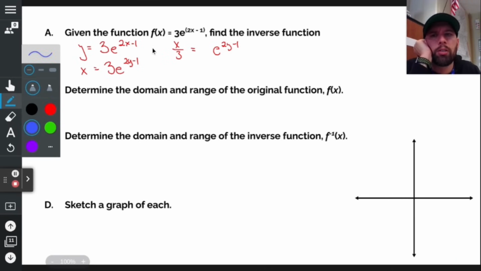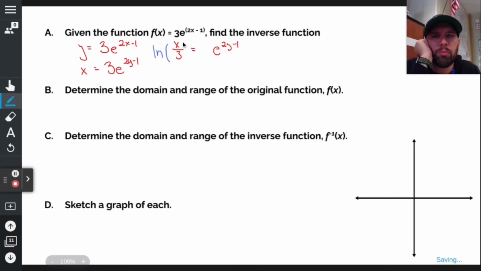ln both sides. It's supposed to be a parentheses. Things are a little laggy today.